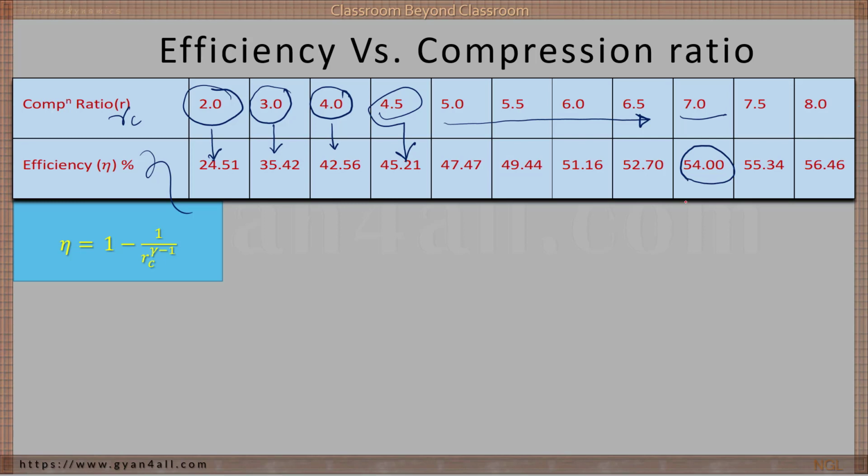Just try to understand. Now, if we increase the compression ratio to 8, there is not much increase in efficiency. We get only a slight increase, that is 2.46. So, generally the Otto cycle uses compression ratios from 6 to 8, generally 7. This is the most suitable compression ratio for the Otto cycle, that means the spark ignition engine, that means whatever engine you use in motorcycles, because all motorcycles are petrol engines.